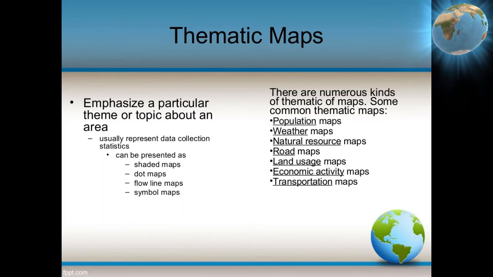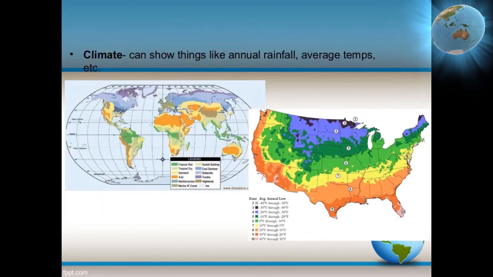There are numerous types of thematic maps, but some very common ones are population maps. They show the population of different places. Then weather maps, I'll be explaining weather maps further. Then natural resource maps, road maps, land usage maps, etc. Then economic activity maps and transportation maps. Then climate maps, as I told, weather maps.